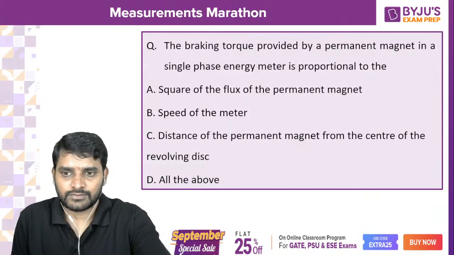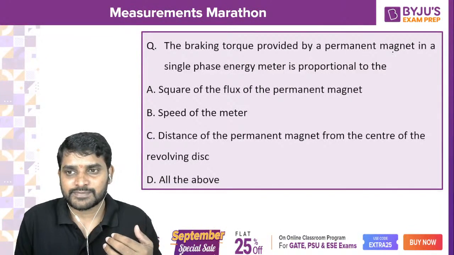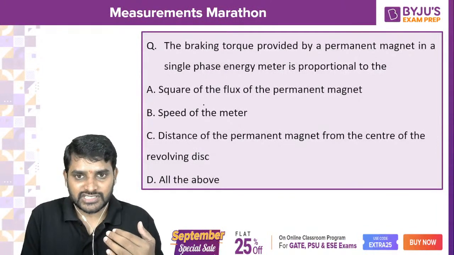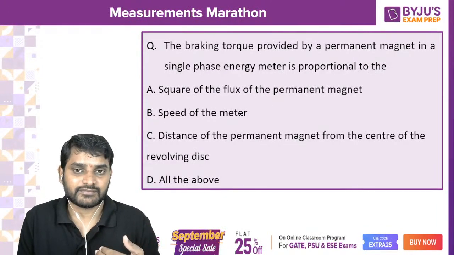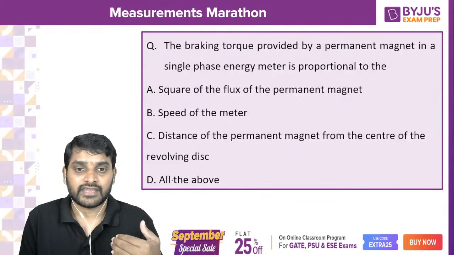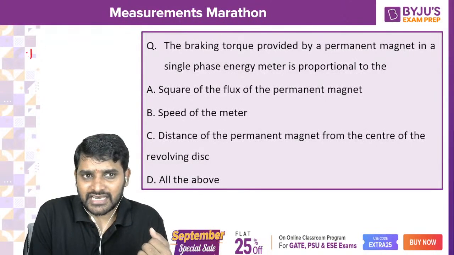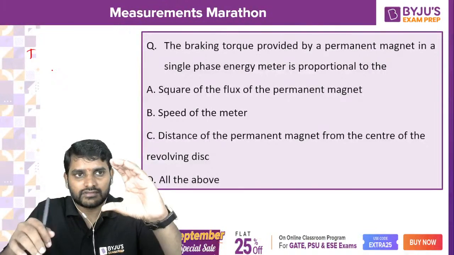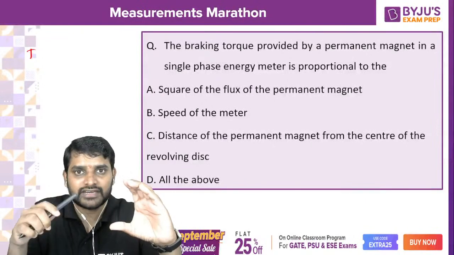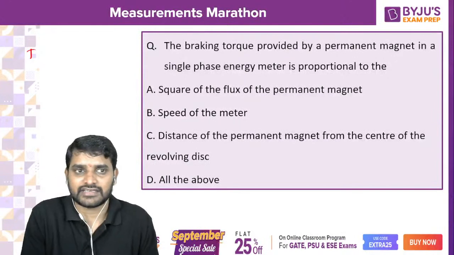All right. Now let's move on to another question. I have this question. The braking torque provided by a permanent magnet in a single phase energy meter is proportional to the square of the flux of the permanent magnet, speed of the meter, distance of the permanent magnet from the center of the disk, and all of the above. So with braking torque, if you place the disk in the permanent magnet, that disk will cut the permanent magnetic field. So whenever the disk is cutting the permanent magnetic field, you will get an induced EMF, you will get a torque, right?